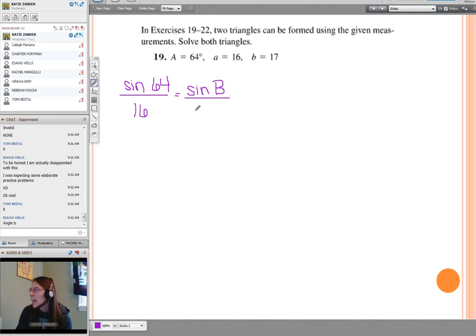All right, as I'm setting up this proportion, you guys are probably going ahead and cross multiplying already. What do we get for angle B here? Don't forget you'll have to do the inverse in order to get that angle measurement. But what do we get for angle B?